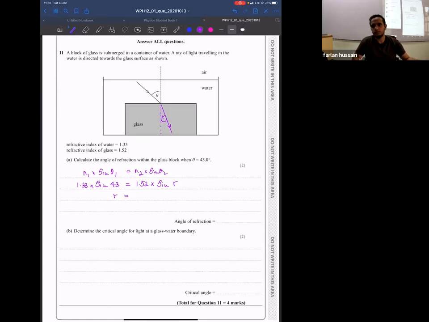Please tell me the value. How much is that? Yes. 36.6 is correct. That is the angle of refraction inside the glass block.